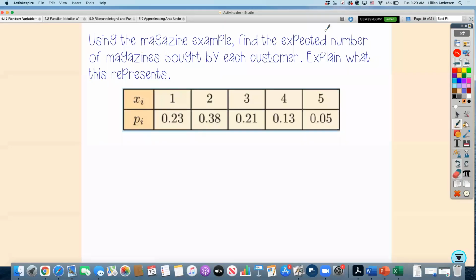So let's take that magazine example, okay? The one where 23% purchase 1 magazine, 38% purchase 2 magazines, and so on and so forth. We're asked to find the expected number of magazines bought by each customer. Well, remember, expected number. That's when we take each of our X values and multiply them by their respective probabilities and add them up.